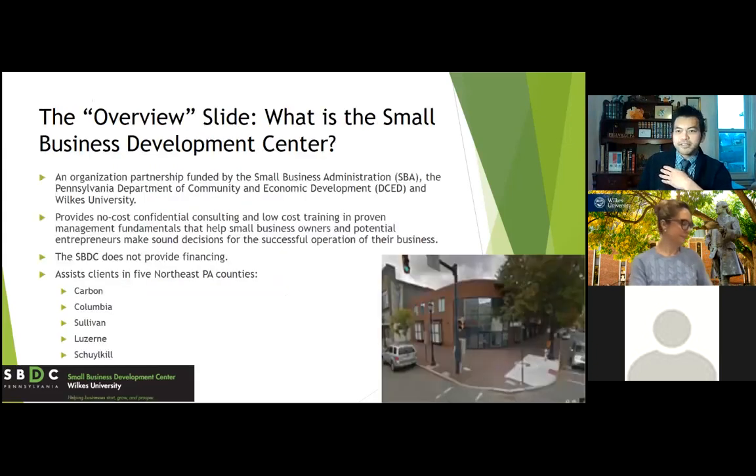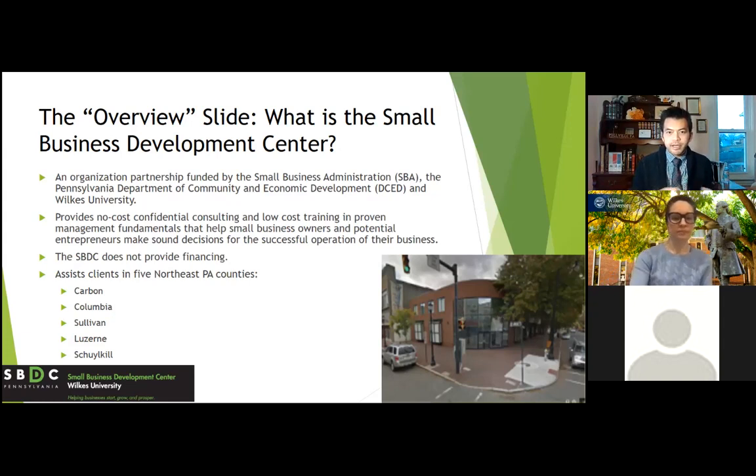So a little bit with regard to the overview of what the Small Business Development Center is. Essentially, what I want to do here is articulate to you how we get our funding, an overview of what we do and what we don't. Okay, so we get our funding from the SBA, Pennsylvania's Department of Community and Economic Development, which is a wing of the Commonwealth that facilitates programming for that very purpose, community and economic development. Sometimes they're grants, sometimes they're loans, sometimes they're educational programs and the like. And of course, Wilkes University helps us with our budget.